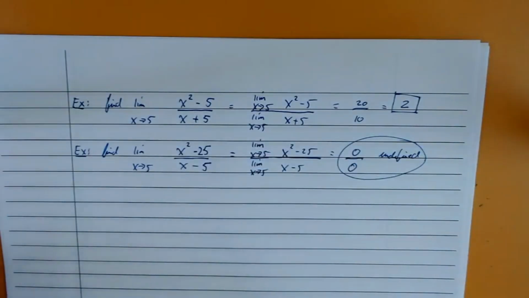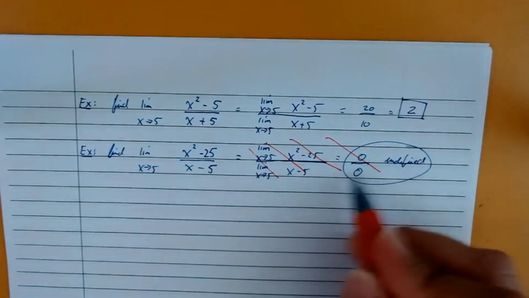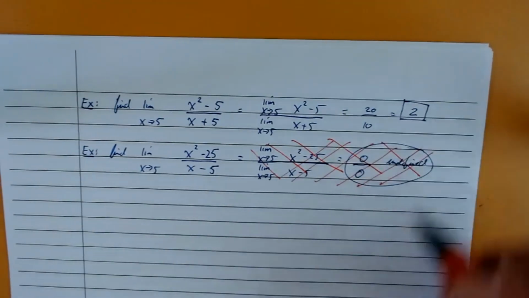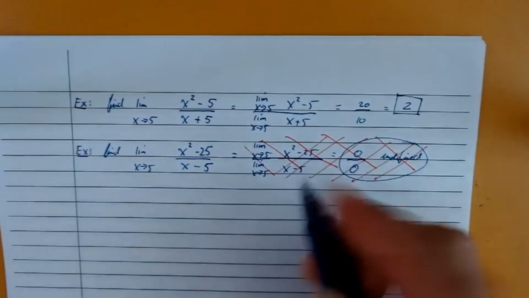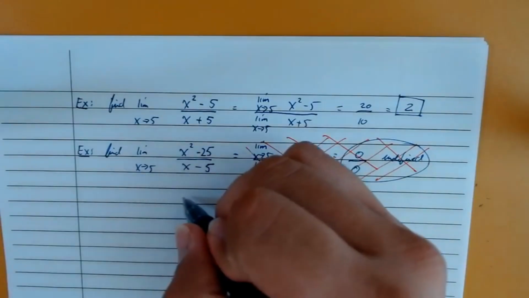So right here, I'm going to go ahead and cross this stuff out because this is gibberish. It gives you something that's nonsense. 0 over 0 is undefined. In fact, it's nonsense. So that's not going to work. But I notice here that this can be factored.